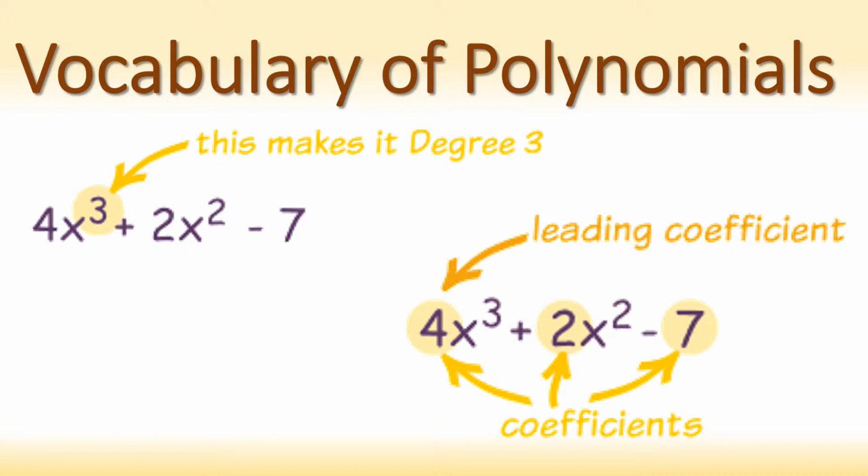We're going to also learn about coefficients. Why is 4 the leading coefficient? No, it's not because it's the biggest one. You'll also notice that we have 4, 2, and 7. A coefficient is the number in front of the variable. Well, there's no variable with 7. We usually call it the constant because guess what? It's really x to the 0 power, and anything raised to the 0 power is 1.